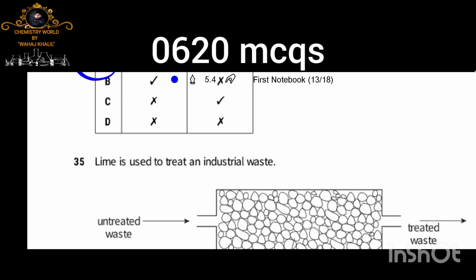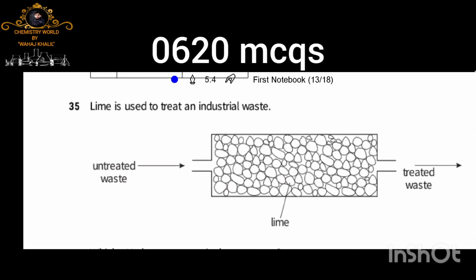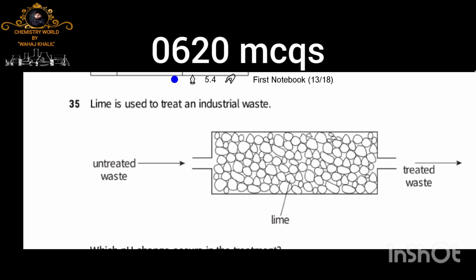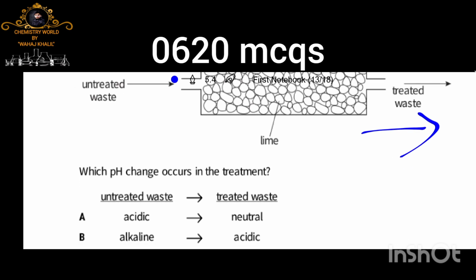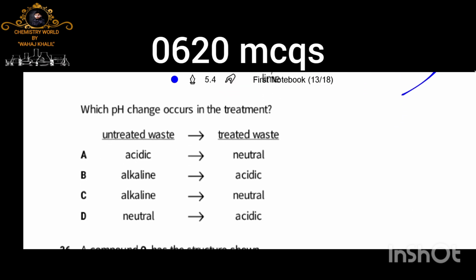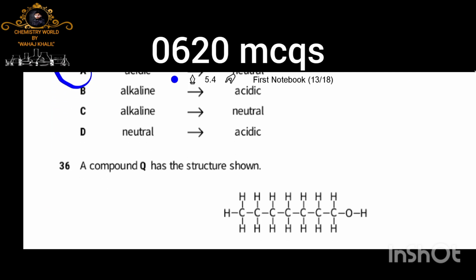Lime. What is lime? CaO is lime, used to treat industrial waste. Untreated waste, lime, and treated waste. So which pH change occurs in the treatment? When the lime treats the waste it becomes neutral, and the wastes are mostly acidic. So option A is the right option.